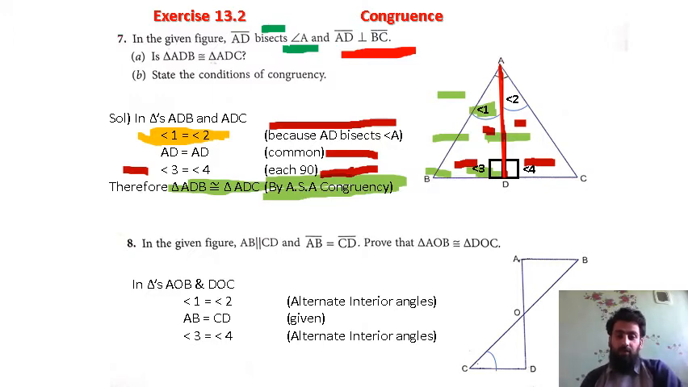Now let's move on to question number 8. It states in the given figure AB is parallel to CD and AB equals CD. So these two lines AB and CD are parallel lines, and they are also equal to each other. That means their lengths will be equal to each other.